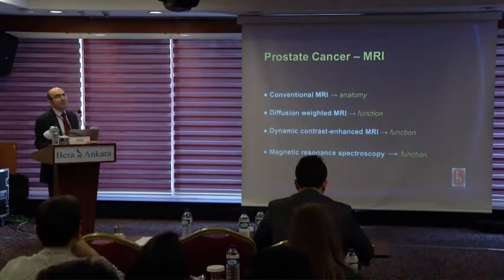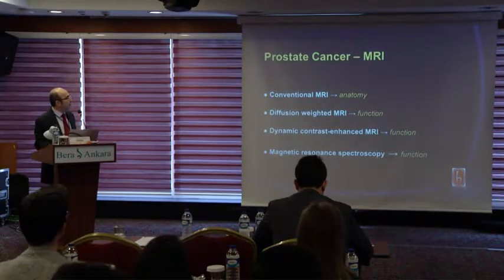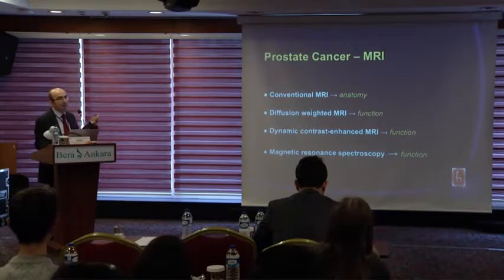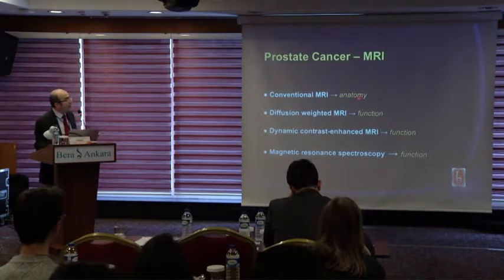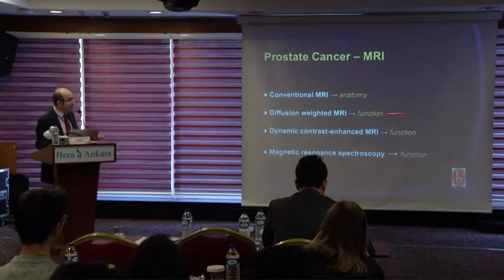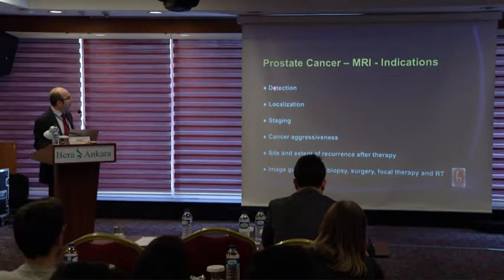We use sequences during prostate MRI examination, and for each sequence we obtain different information for the prostate. For example, with the conventional MRI, with the T1 and T2 sequences that we use, I will not go into technical details, we derive some information about the anatomy, whereas with diffusion-weighted MRI, dynamic contrast enhanced MRI, and magnetic resonance spectroscopy, which we do not use nowadays for the evaluation of prostate, we obtain some data about the function of the cancer. So you see a wide spectrum of indications for prostate cancer.